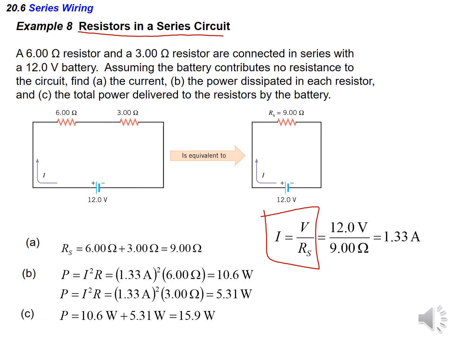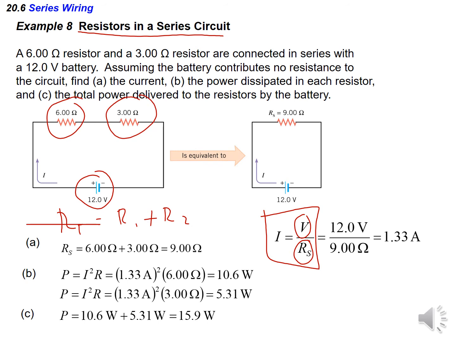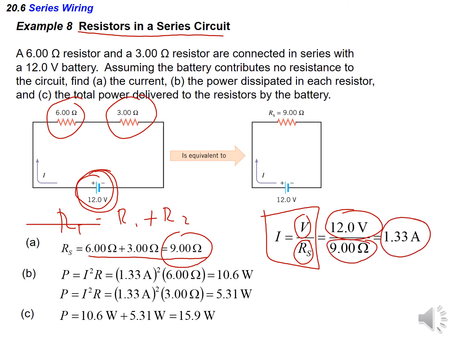So the current in the circuit is equal to the total voltage divided by the total resistance. The total voltage is given, 12.0 volts. But the total resistance is not given. Since this is in series, R total is equal to R1 plus R2. R1 is 6 ohms, R2 is 3 ohms, so 6 plus 3 is equal to 9 ohms. So 12 volts as the total potential difference divided by the total resistance, the current is 1.33 amperes.